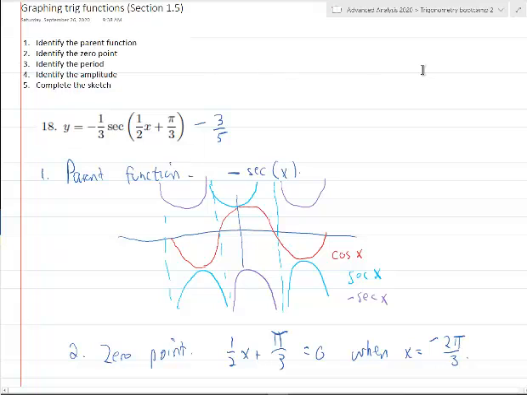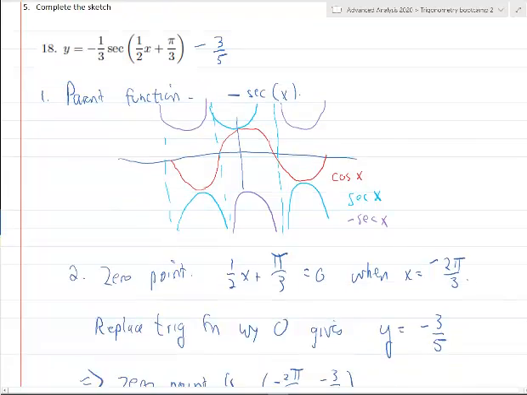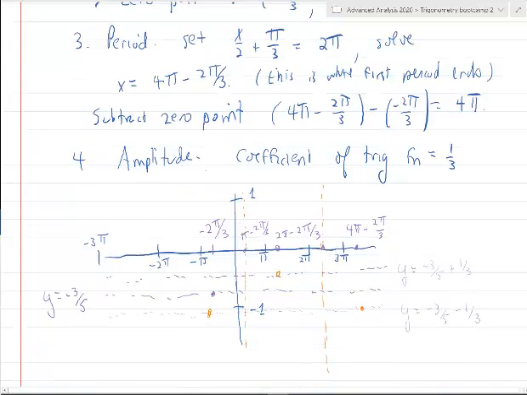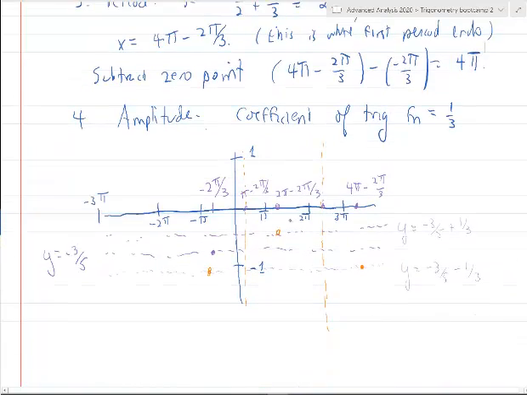First of all, let me put in the 0 point. Okay, the 0 point is minus 2 pi over 3 and minus 3/5. So that's this point here. Here's my 0 point right here. Okay. All right. Then I want the period. The period, I have to go up by 4 pi. So from here I go up to 4 pi minus 2 pi over 3. So that's the period.